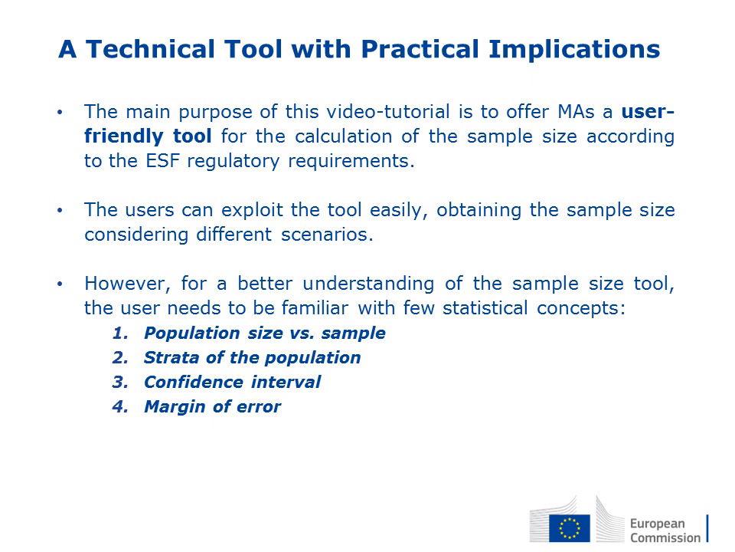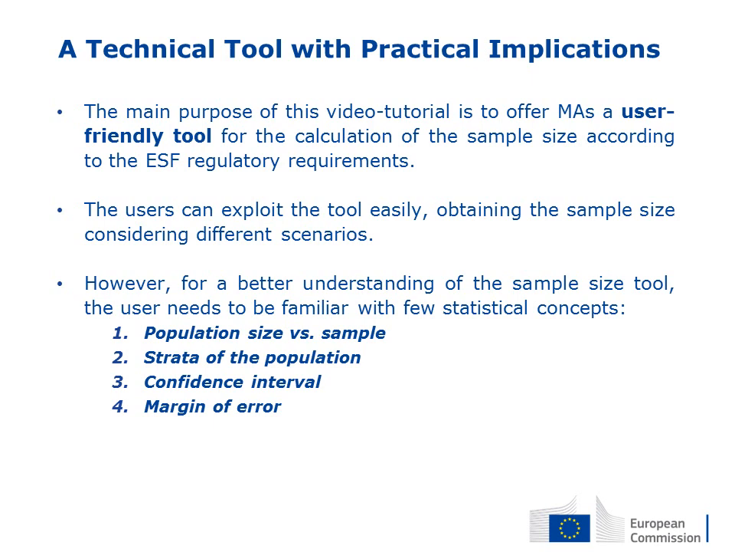The users can exploit this tool easily, obtaining the sample size considering different scenarios. The tool primarily focuses on the sample size properties which are required for estimating the correct sample size from the population. In line with the regulatory requirements, the tool calculates the sample size for indicators expressing proportions, for example the share of individuals that have improved their labor market conditions. Typical examples of what is not a proportion are the median income or the mean of the working hours.